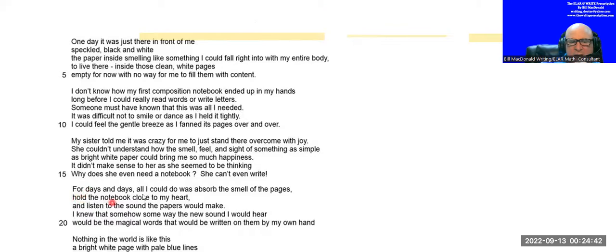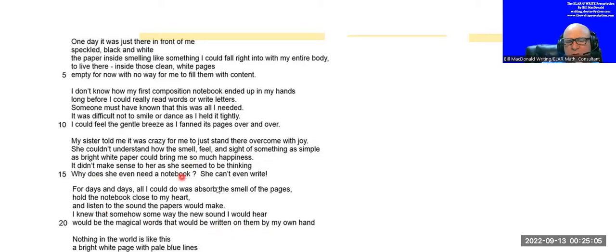For days and days, all I could do was absorb the smell of the pages, hold the notebook close to my heart, and listen to the sound the paper would make. I knew that somehow, some way, the new sound I would hear would be the magical words that would be written on them by my own hand.